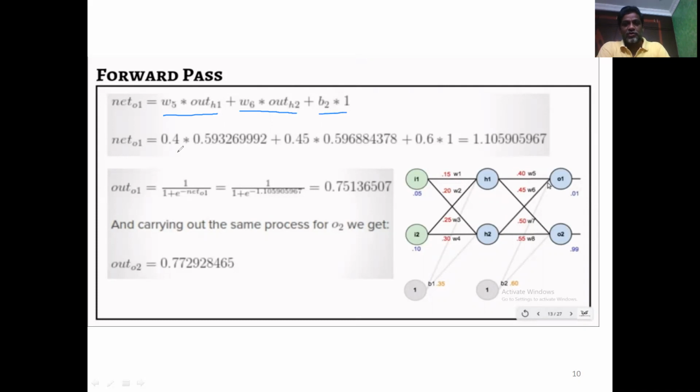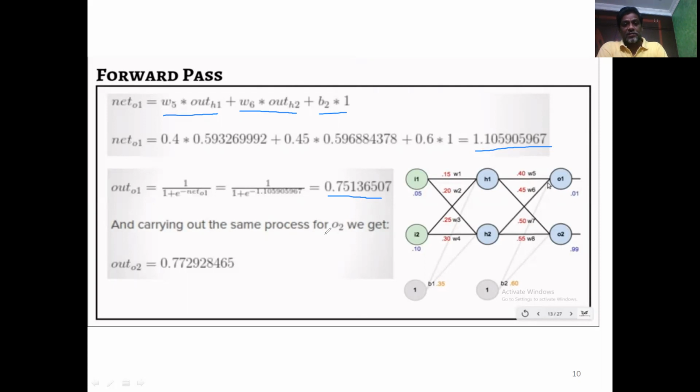When we calculate this, net O1 becomes 1.10590, something like this. Because this is net O1, the final output of this neuron will be calculated by sending this value to the sigmoidal function. Therefore, out O1 is equal to 1 by 1 plus e power minus net O1. So 1 by 1 plus e power minus 1.1059 will become 0.75. So the output produced over here is 0.75.